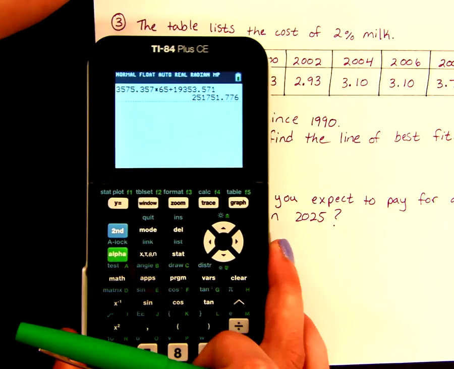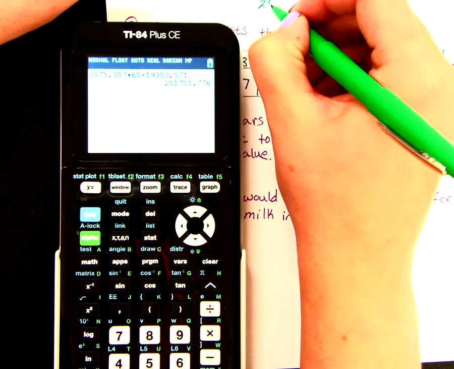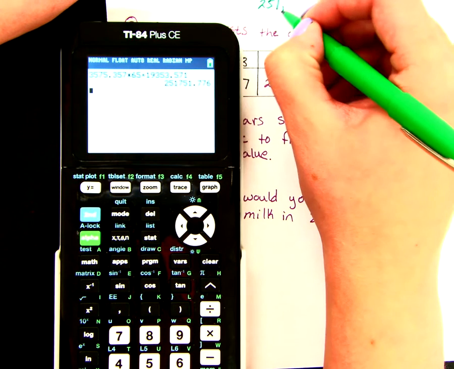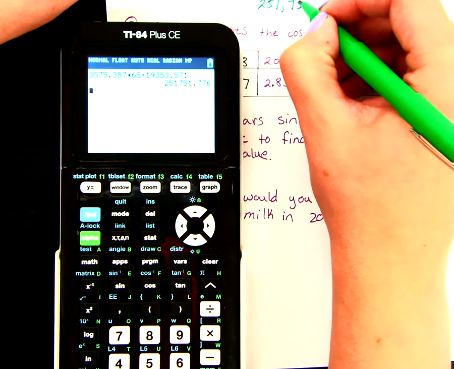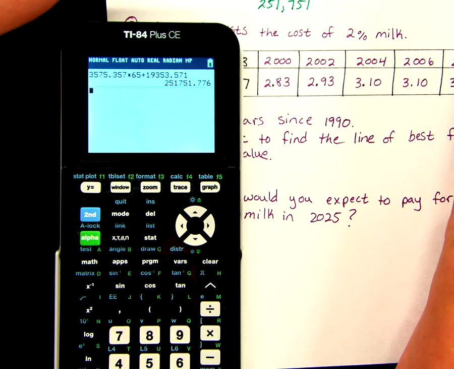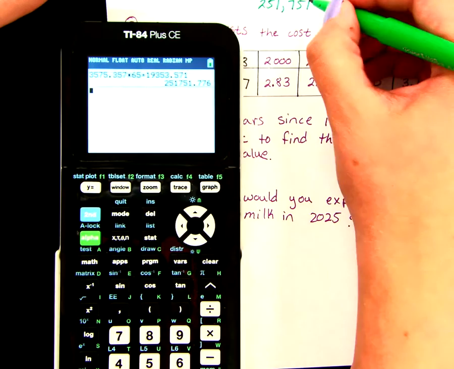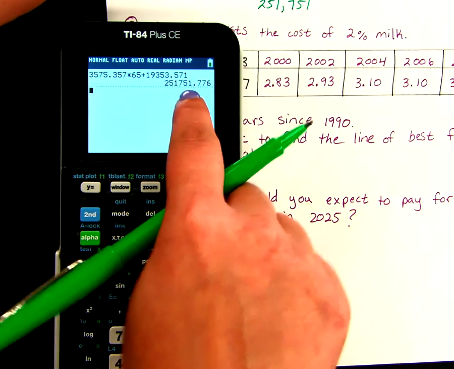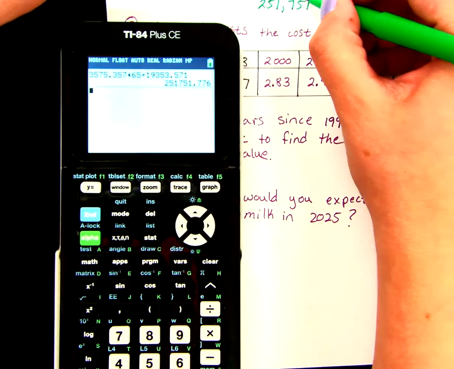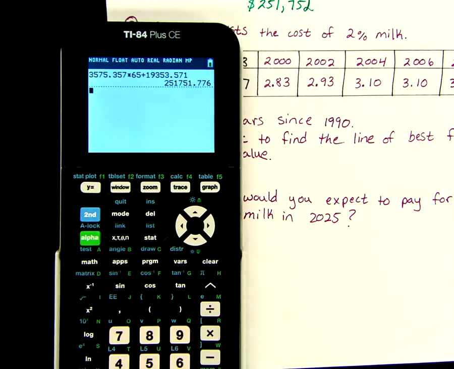So our prediction when we simplify this looks like 251,751. And since these were rounded to the nearest whole number, that's what we should do for our answer. So this should actually be, if we round to our nearest ones place, this should be a 2 here. And we're talking money, so we need to use dollars for the label.